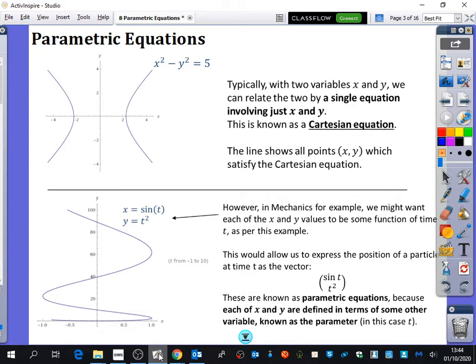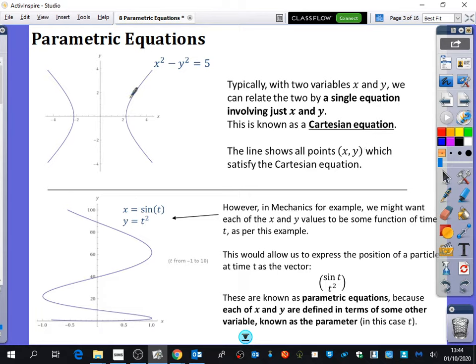So I've got a graph that says x squared minus y squared equals 5. And typically, with two variables x and y, we can relate the two by a single equation involving just x and y. And this is known as a Cartesian equation, which is named after a French philosopher whose surname was Descartes. And that's where Cartesian comes from. He also came up with coordinates. He was the first person to realize that you could say a point in space could be mapped as a coordinate. And so the line here shows all of the points x, y which satisfy the Cartesian equation.